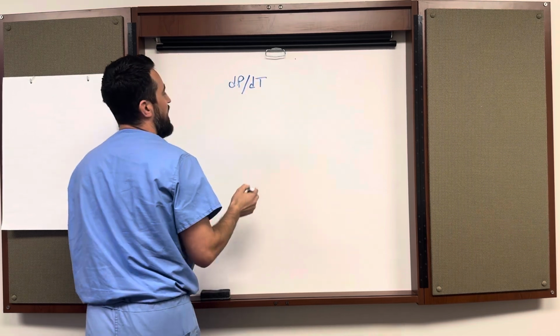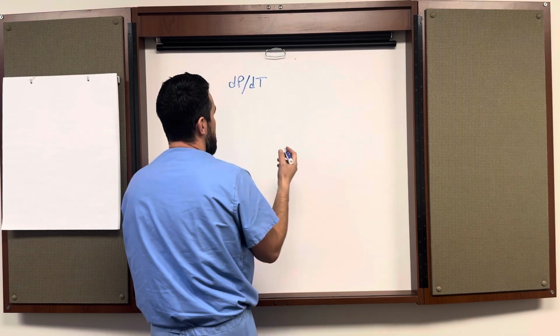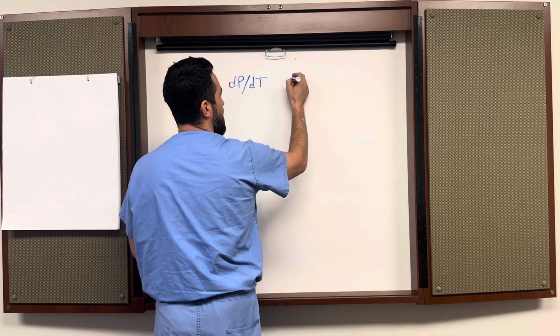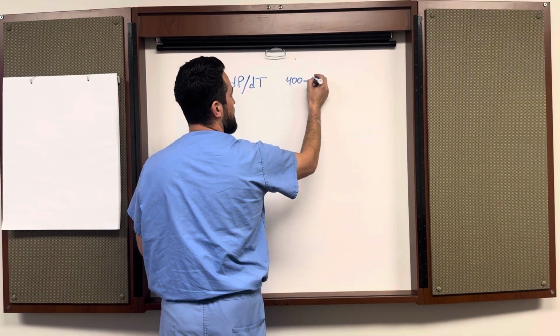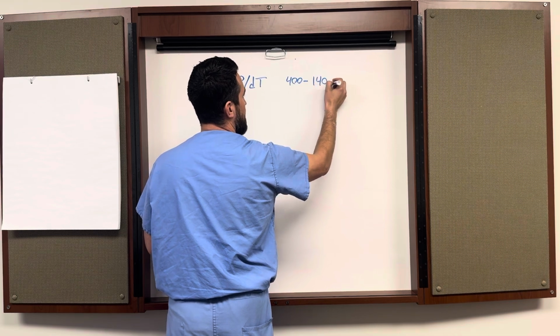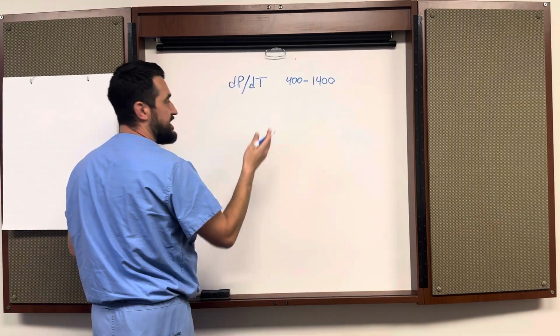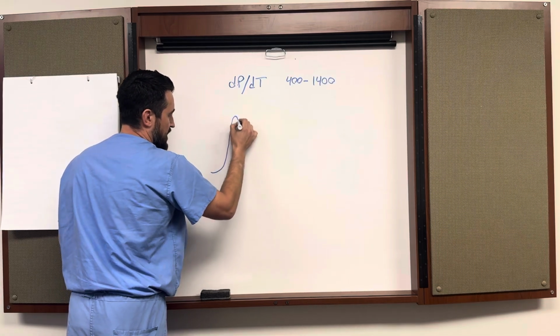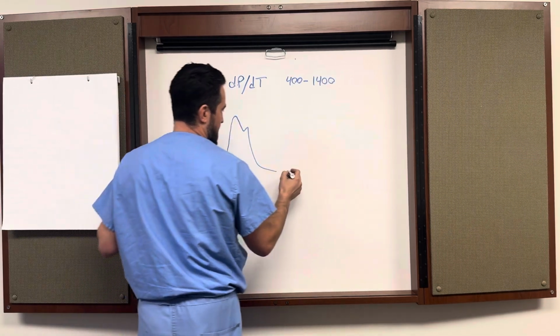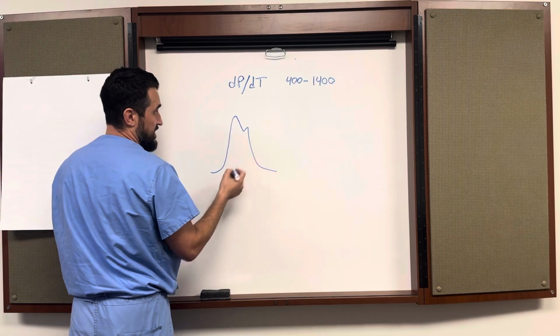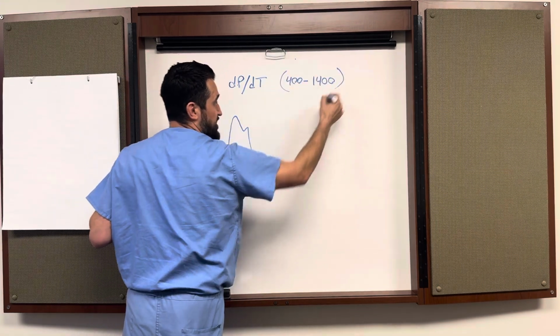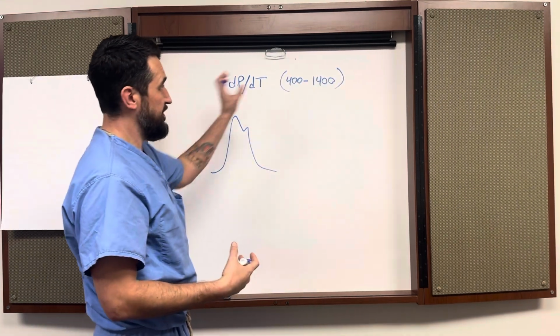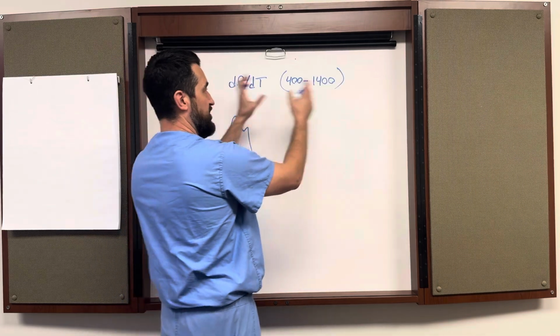DPDT, right? What we're looking at with DPDT, our normal values are anywhere from 400 to 1400. And what it's looking at is the angle of the arterial upstroke. Because of this wide range, we want to make sure that we trend it for our patient. This is a very big difference, from 400 to 1400.